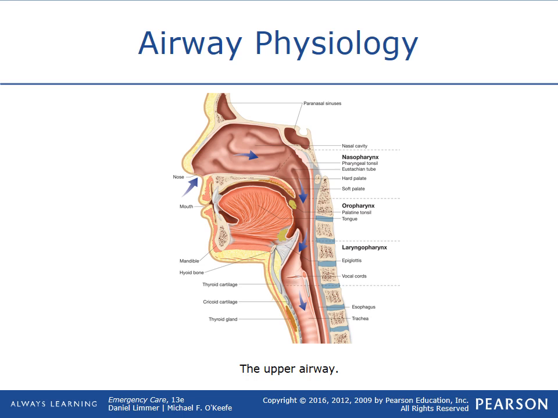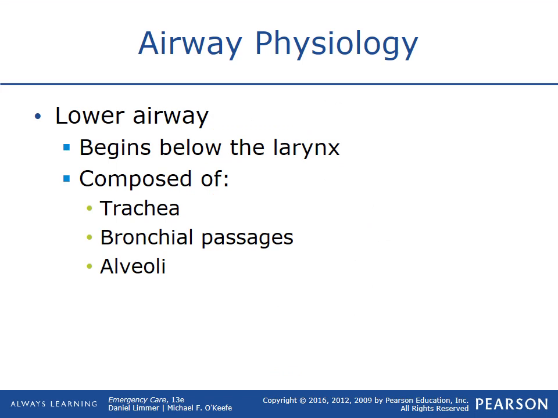So here's a more accurate picture. This is the one that's in your book, page 193. So study that and be very familiar with it. The lower airway. It begins below the larynx. It's composed of the trachea, the bronchial passages, and the alveoli.